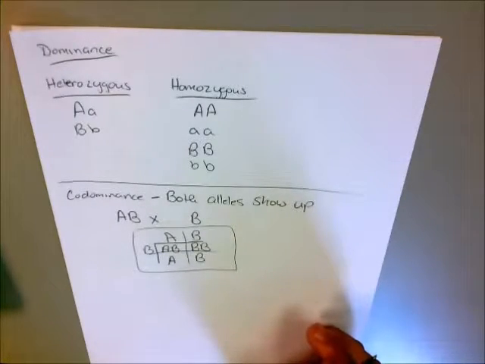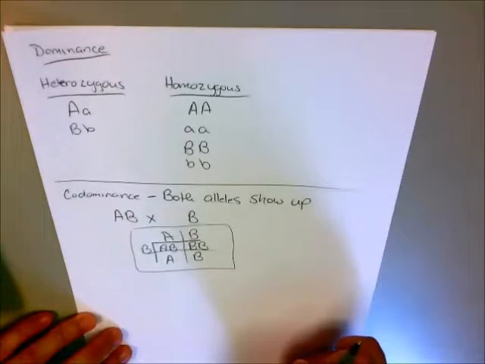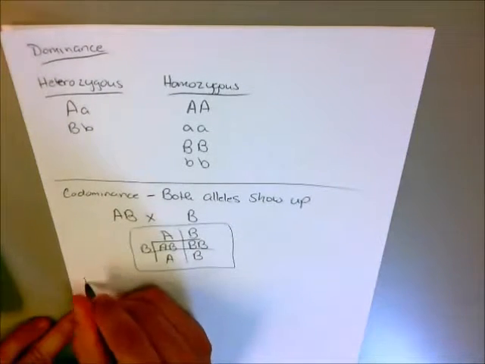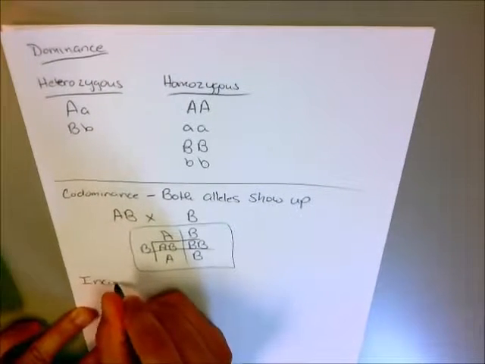Alright, so codominance really just means that both alleles show up. I'm going to summarize all different types of dominance on one page in a little while. But I'm going to move on to page 6 now. Incomplete dominance. Okay. Incomplete dominance is a little different.